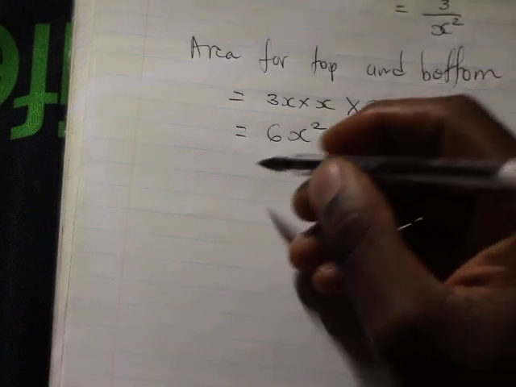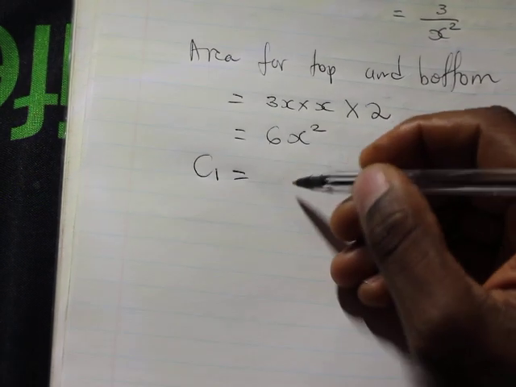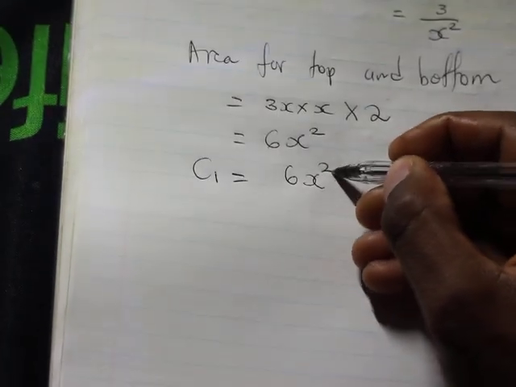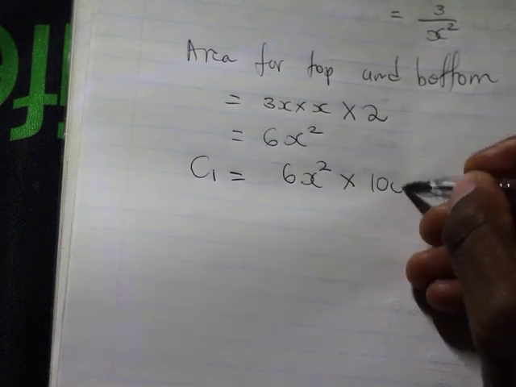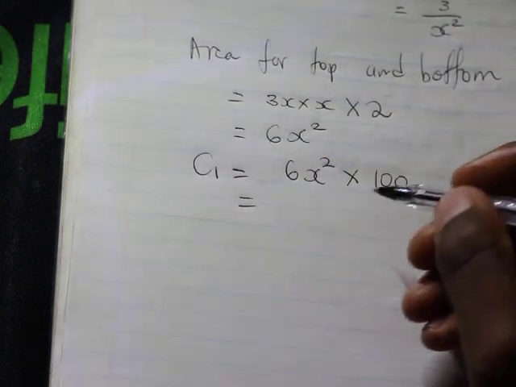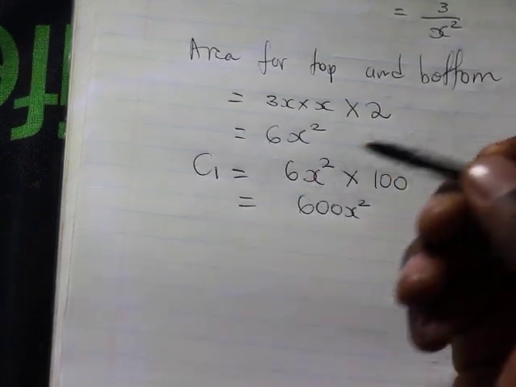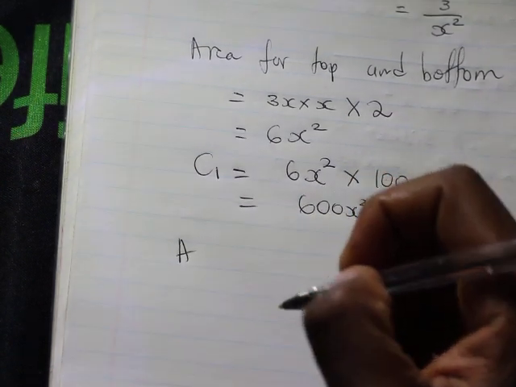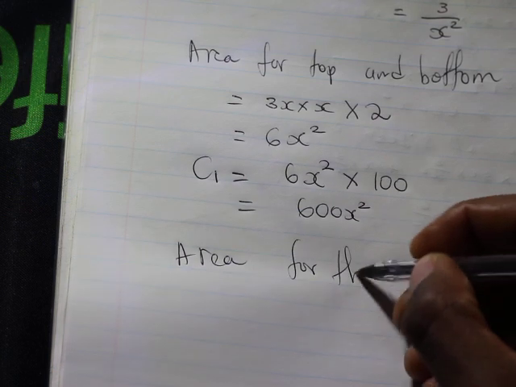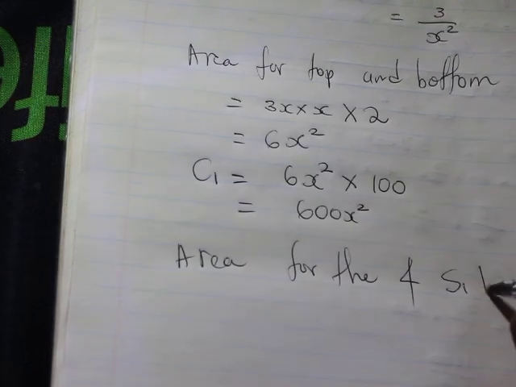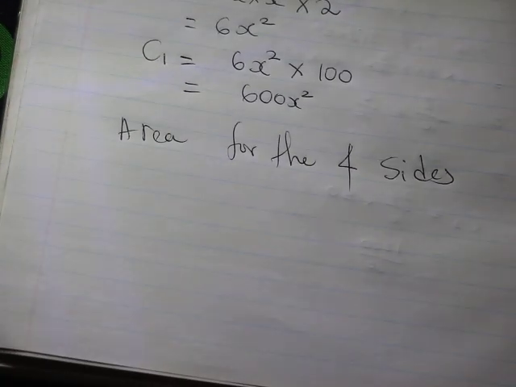Okay, so now we'll call this one C1, cost 1. It's going to be whatever area that we have, we'll multiply with the cost per square meter. Then this becomes 600 x squared. Now we need to find the area for the 4 sides.